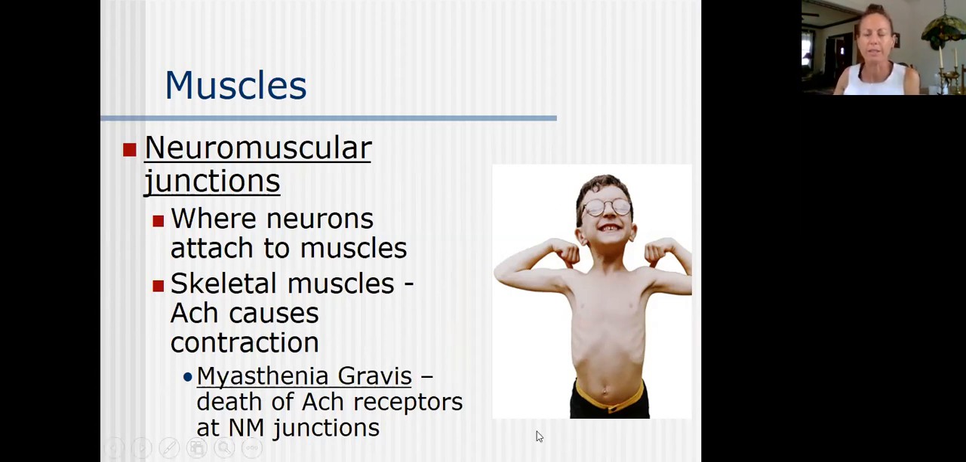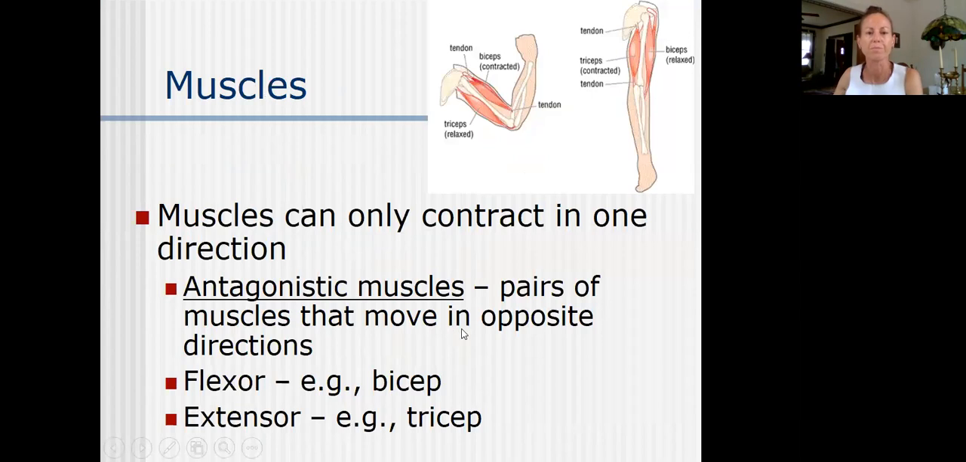There is a disease called myasthenia gravis, and that is where you see death of the ACh receptors at the neuromuscular junctions. And that, of course, will cause the muscles not to work in the periphery. And so that is a movement disorder.